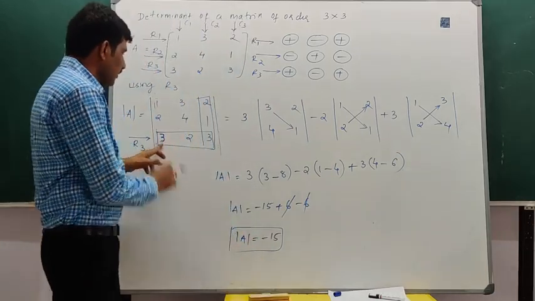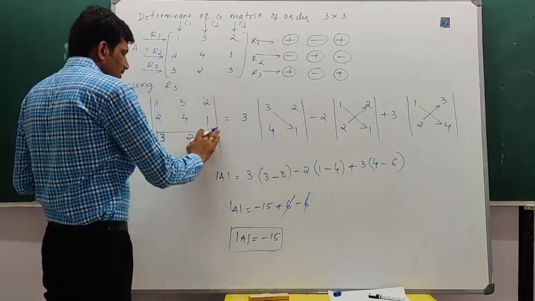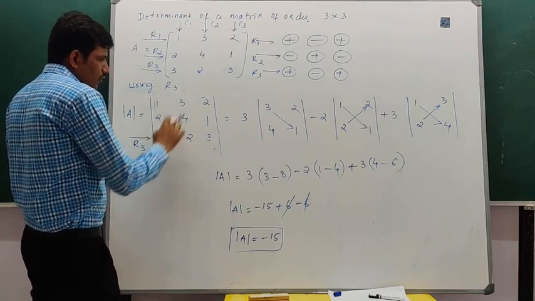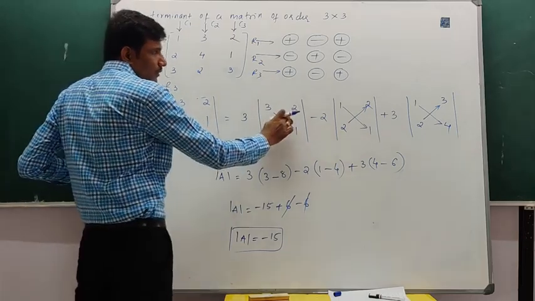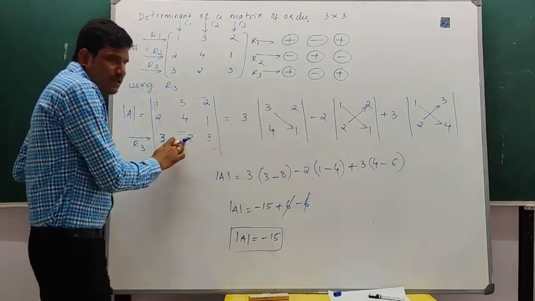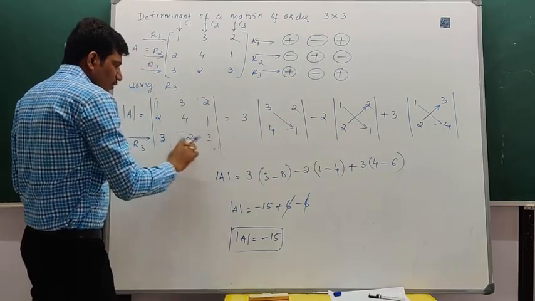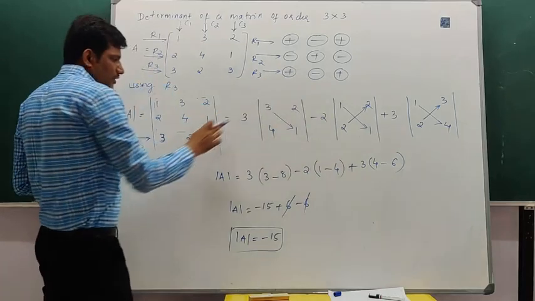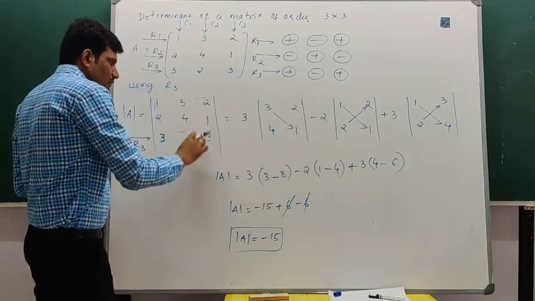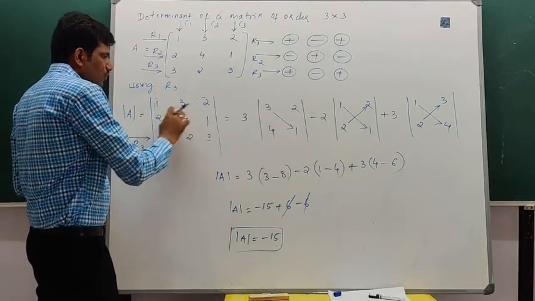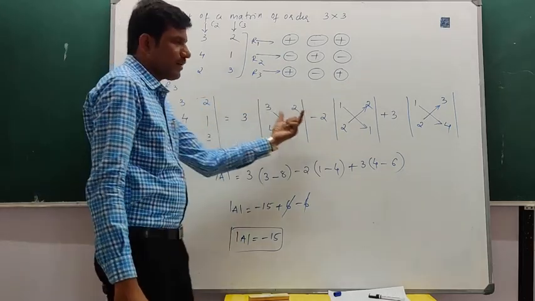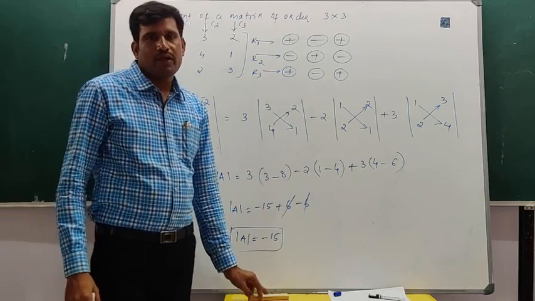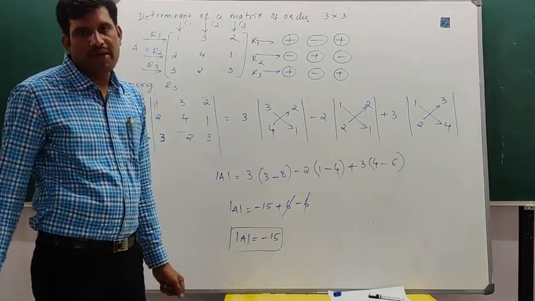I will explain once again. While using R3, now this 3 into: leave this row and leave this column, 3, 2, 4, 1. The sign of the next element is minus. Minus into plus is minus 2. Now leave this column, leave this row: 1, 2, 2, 1. You have to write that. The next third element is plus, plus into plus is plus. Now leave this column and this row, so it is 1, 3, 2, 4. Next expand this 2 cross 2 and simplify. We are getting the determinant value as minus 15.